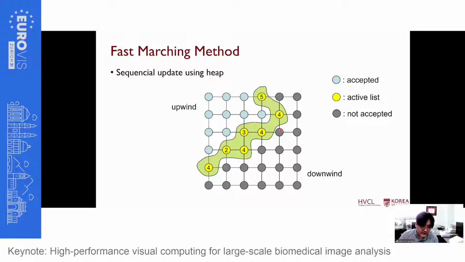Okay, and the next one is number 2. So pick this one and grow. As you can see here, we need a sorted data structure so that we can maintain the order of the points in this active list. And second, as you can see here, one point should be updated at a time. Multiple points cannot be updated. So intrinsically, this is a serial algorithm.